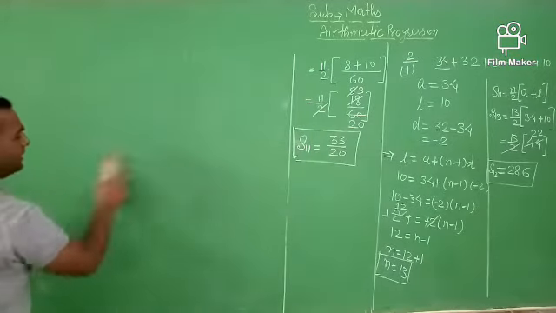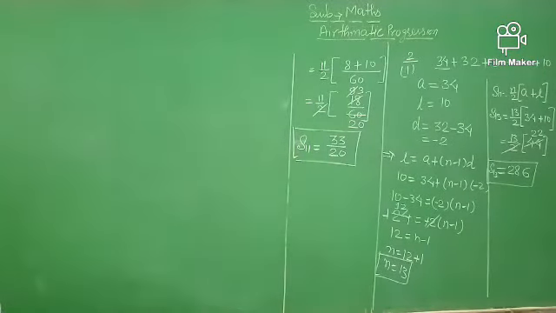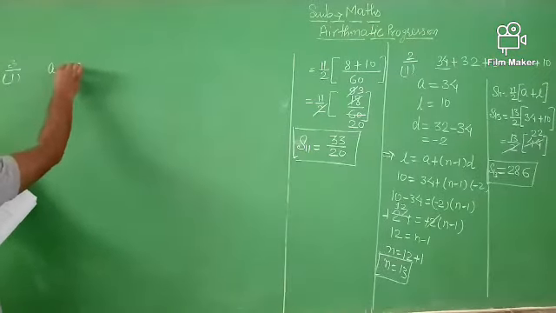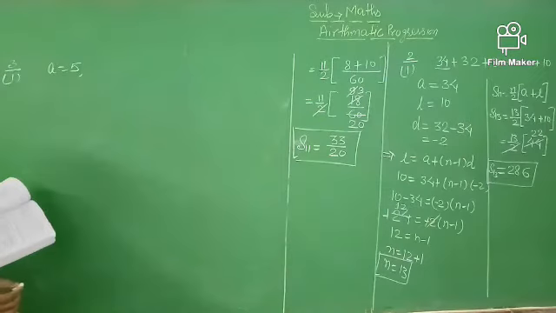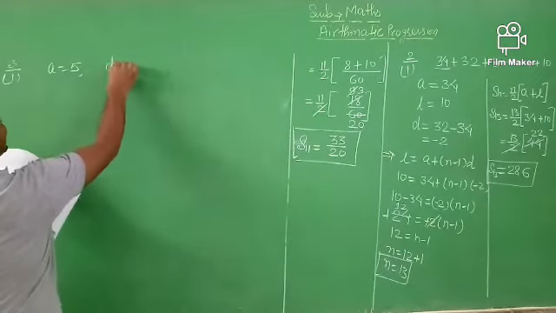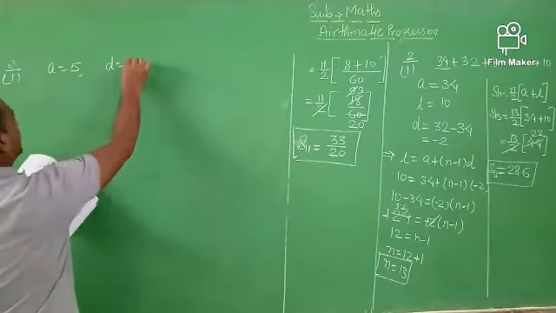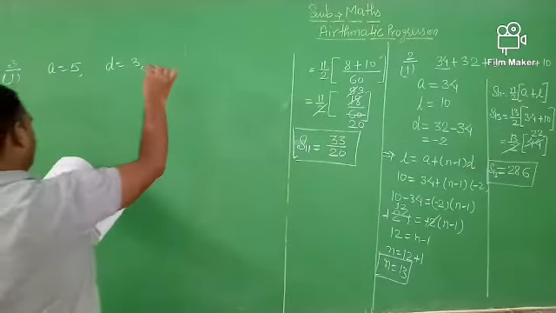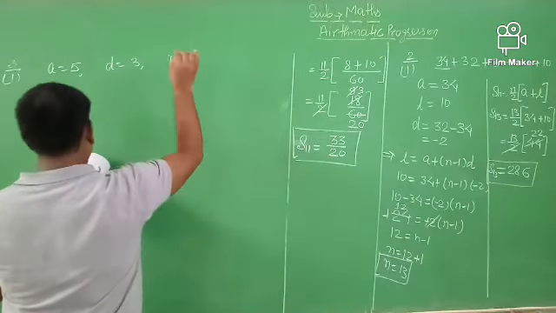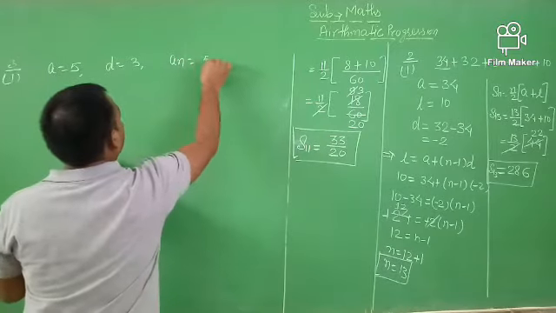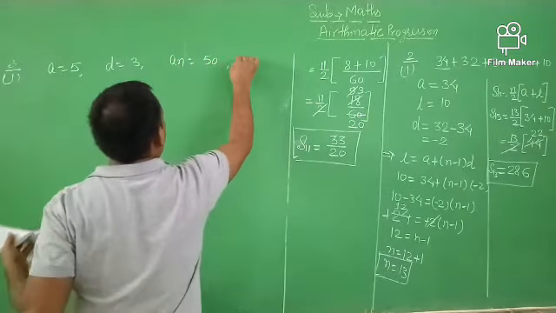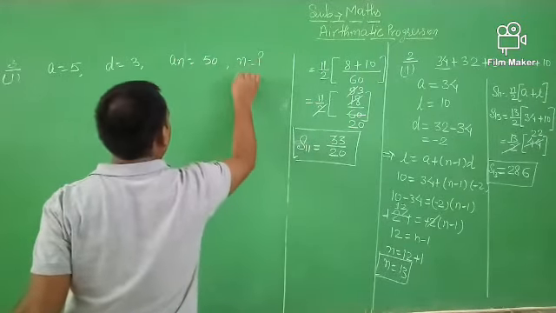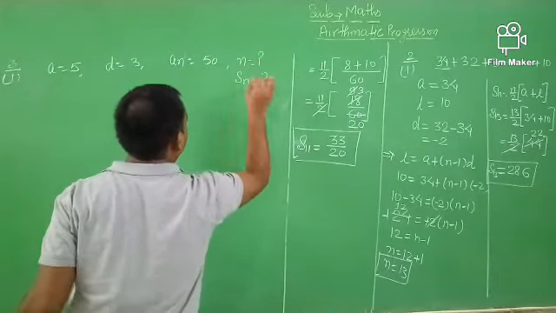First, all of you see the given conditions. In question number three of the first, some conditions are given. First, see that the condition given is a is equal to 5. It means the first term is 5. Second, d is also given, d is equal to 3, and the last term an is given, an is equal to 50. Then find the value of n and Sn.